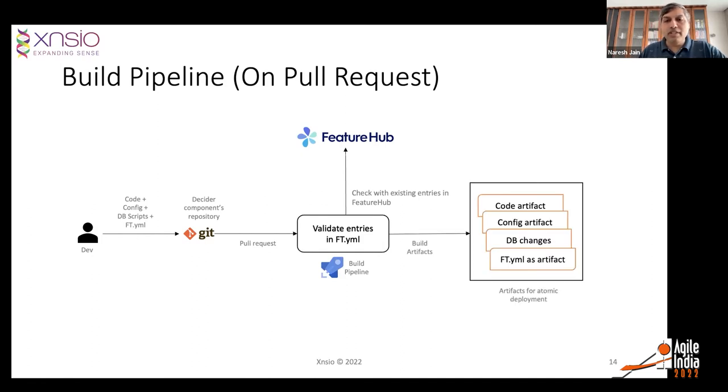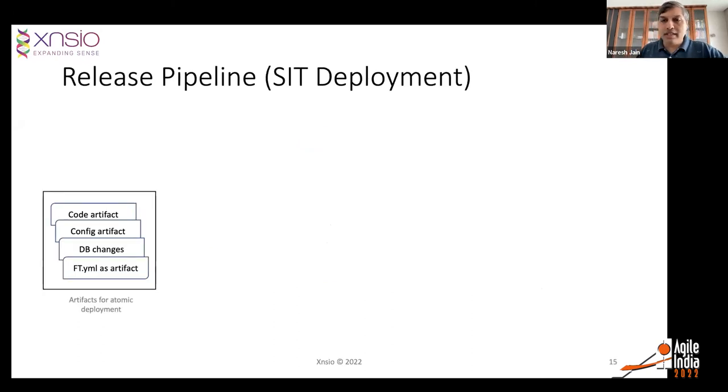Once everything is good and you merge, the build will produce four artifacts. A code artifact, which could be a jar, a Docker image, or something else. A config artifact, which is all the configuration for different environments. A DB change set, if you are doing automated DB changes. And the feature toggle YAML file is also an artifact. These all get created as artifacts.